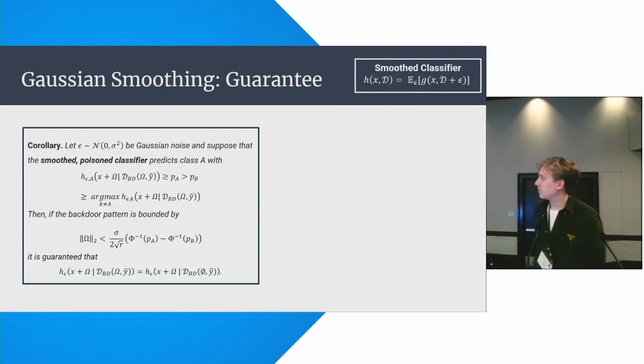And the result that we obtain here is this. If we use Gaussian noise to smooth the model, and we have a smoothed classifier that predicts a certain class, let's say A, with probability PA, and the runner-up class, so the second most likely class, with probability PB, then if the magnitude of the backdoor pattern is bounded by this quantity, which depends on the smoothing variance and the number of backdoored instances R, it is guaranteed that the attack has failed.